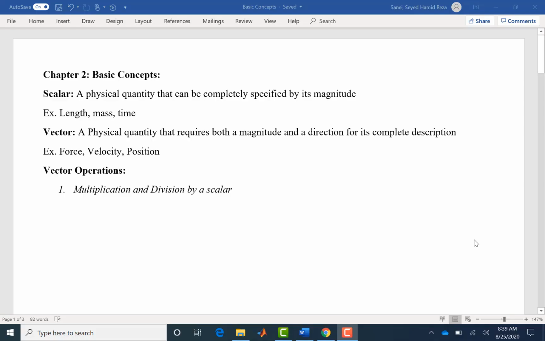Hello everyone, today we are going to talk about some basic concepts. So we are going to begin chapter 2. These are the concepts that you have already had in physics, but we're going to review them here.